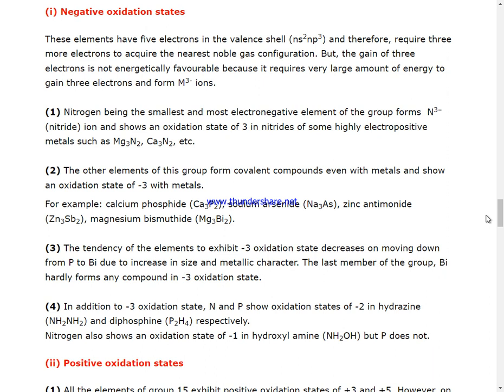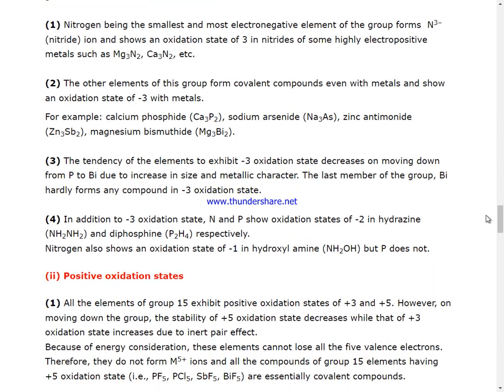The other elements of this group form covalent compounds even with metals and show an oxidation state of -3 with metals. For example, calcium phosphide, sodium arsenide, zinc antimonide, magnesium bismuthide. The tendency of the elements to exhibit -3 oxidation state decreases on moving down from phosphorus to bismuth due to increase in size and metallic character. The last member of the group, bismuth, hardly forms any compound in -3 oxidation state.